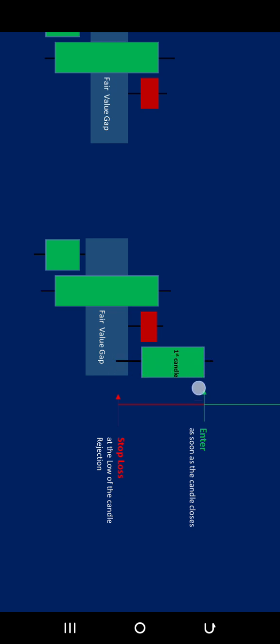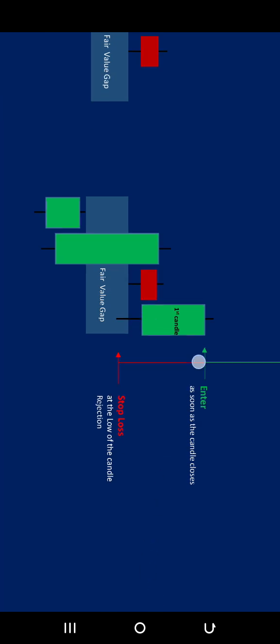At the moment it forms a rejection candle, then how do you enter? You enter after you have confirmed that the first candle that enters into the fair value gap is a rejection candle. The moment the candle closes, you enter as soon as the candle closes. This is where you will enter, because a new candle is about to be formed. The moment this closes, then you enter immediately.